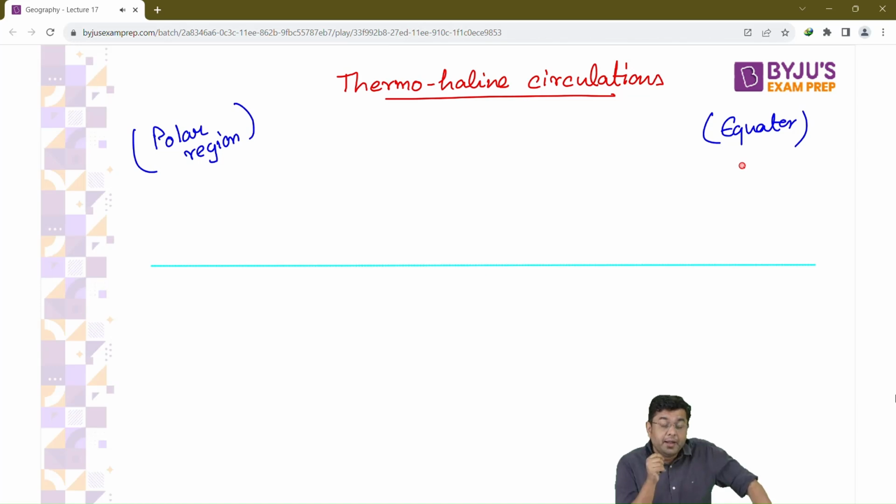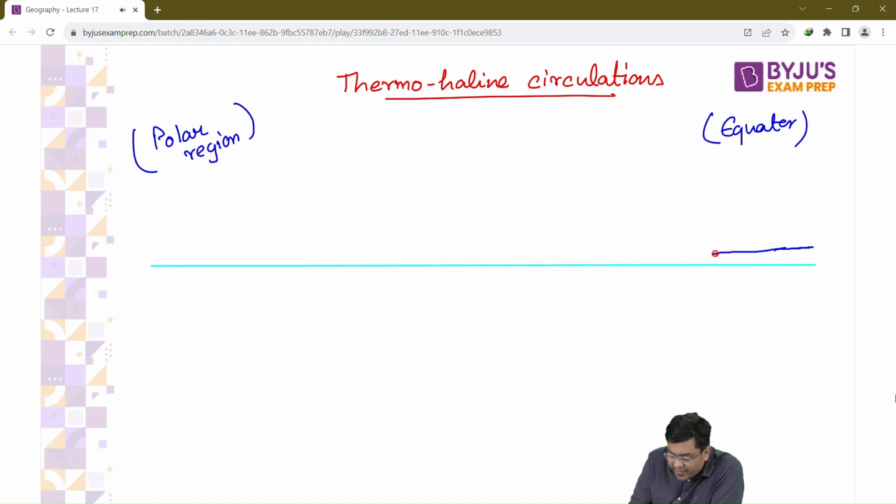You will observe that due to very high amount of solar insolation, there is a great amount of heating, due to which water expands in that area by an amount of close to around 8 to 10 centimeter. It is not very significant in the larger scheme of things. But even that 8 to 10 centimeter expansion, let's suppose water expands here. It expands by around 8 to 10 centimeter.